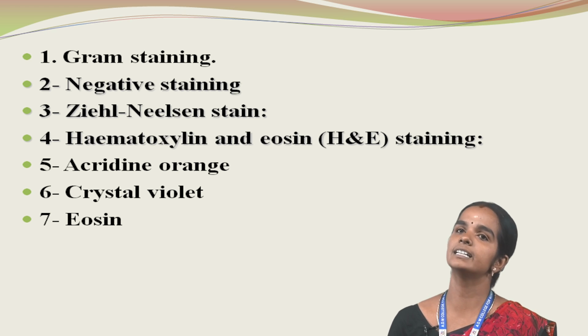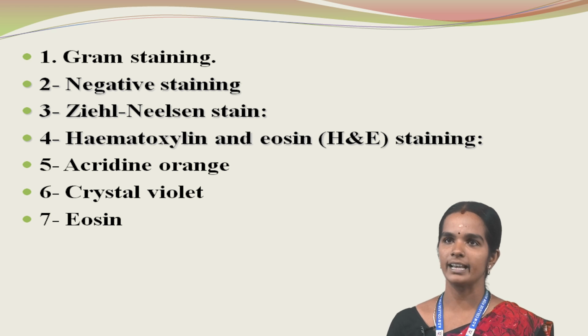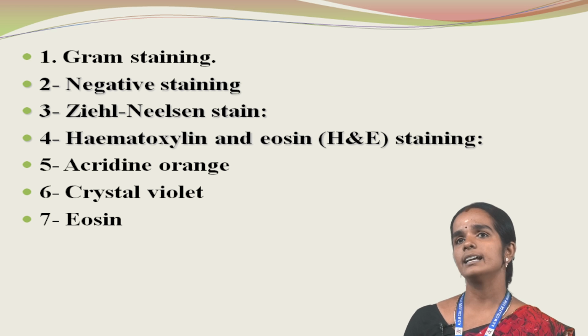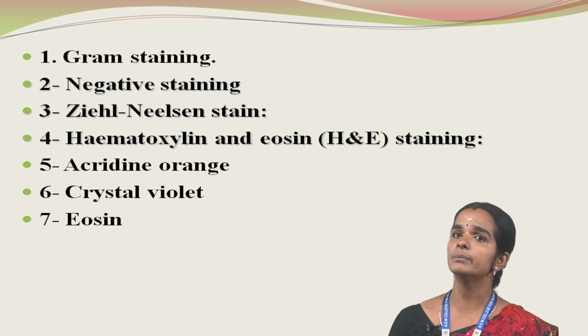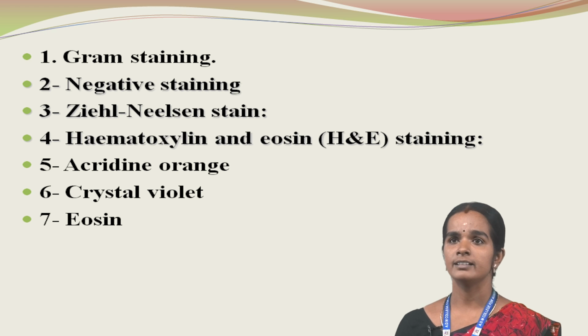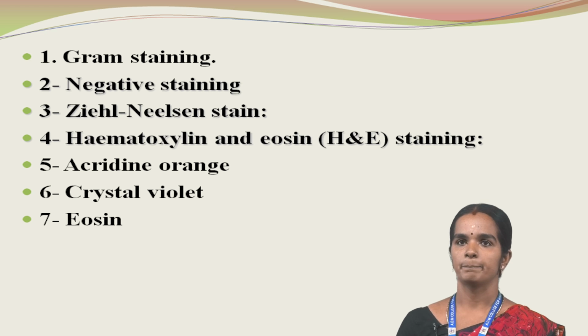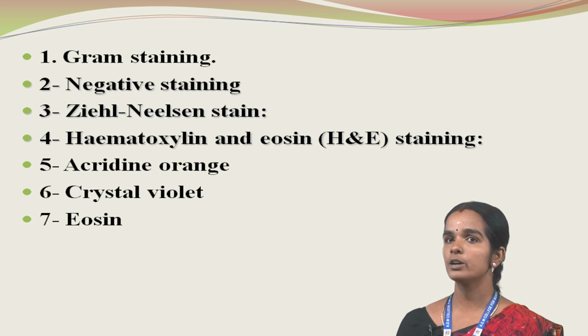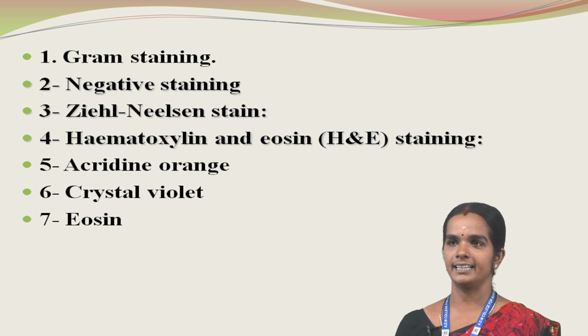This is the sixth type of stain, crystal violet. Crystal violet, when combined with a suitable mordant, will stain purple. Crystal violet is an important component of Gram staining.